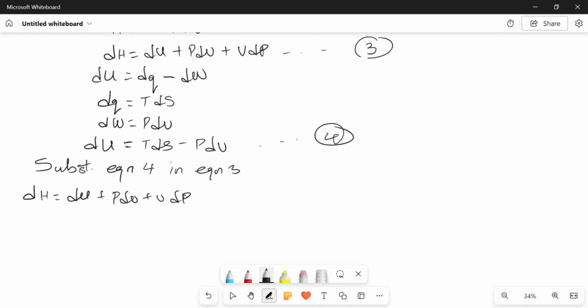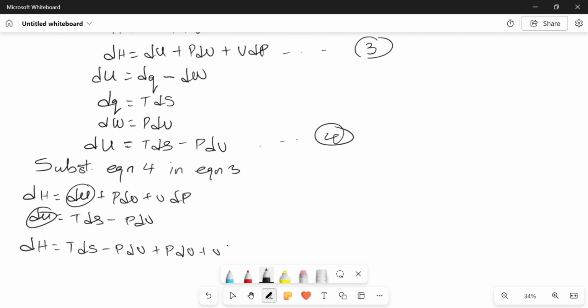Now, our equation 3 is du is equal to t ds minus p dv. So I can substitute that inside. Since I have du here and also du here, I can say my dh is actually equal to t ds minus p dv plus p dv plus v dp.